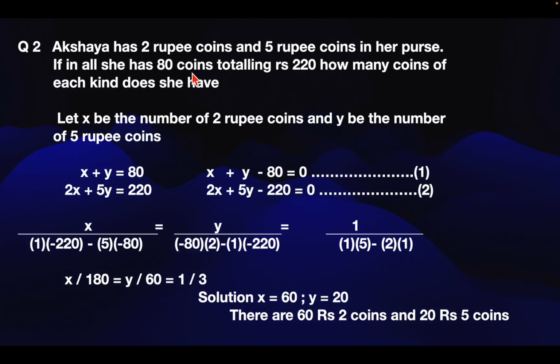Now what is the value of these coins? That is the total rupees. The 2 rupee coins are x, and if we multiply by 2, we get the value of the 2 rupee coins, so it is 2x. The 5 rupee coin value is 5y, and the total rupees she has is 220. So 2x plus 5y is equal to 220. Again write it in the standard form. So this is the next equation.